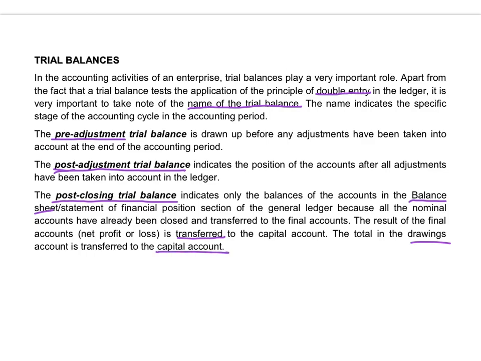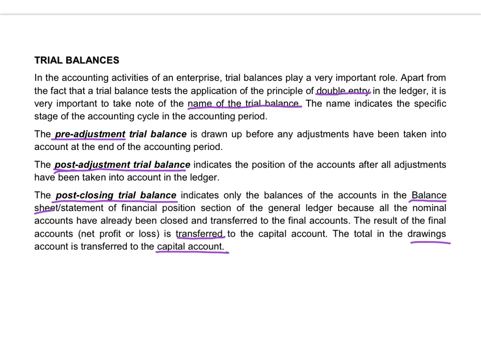So the only accounts that can be in this post-closing trial balance are your equity account, capital. No drawings, because it was closed off to capital. All your assets and all your liabilities. No nominal accounts, because they were all closed and taken to the profit and loss account.